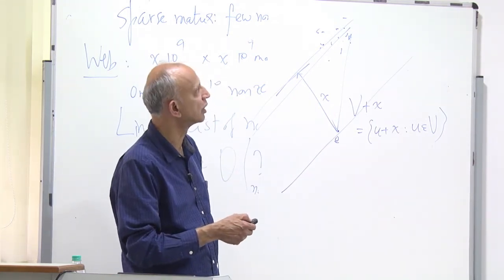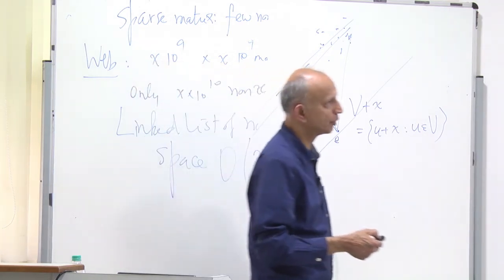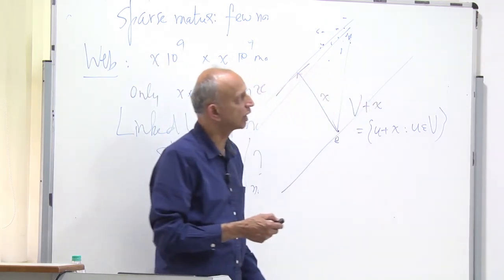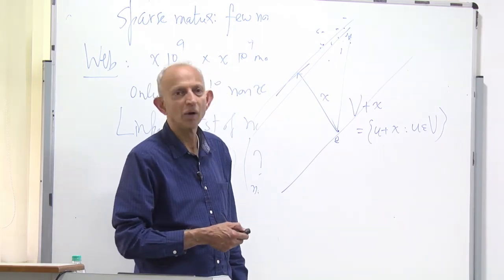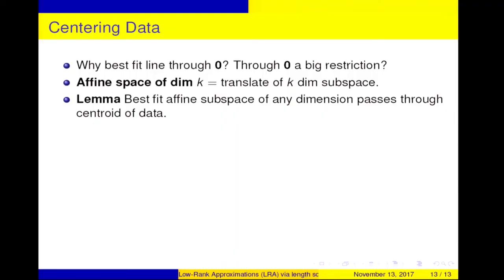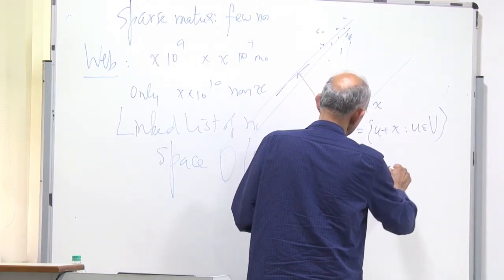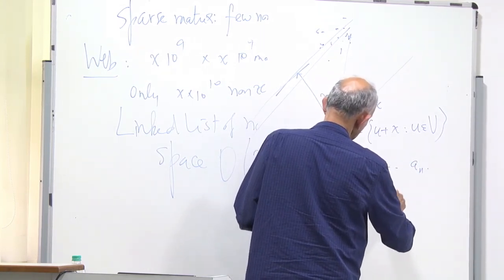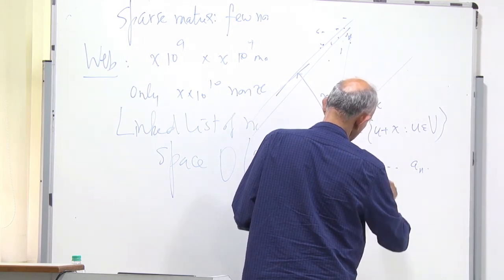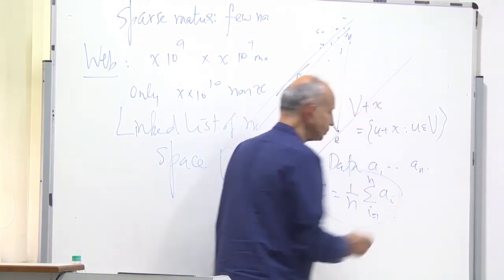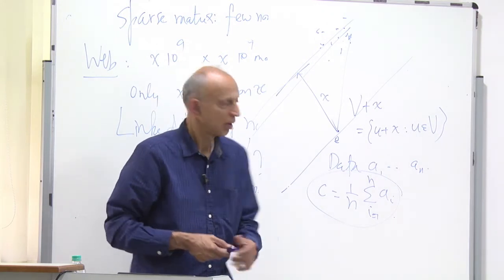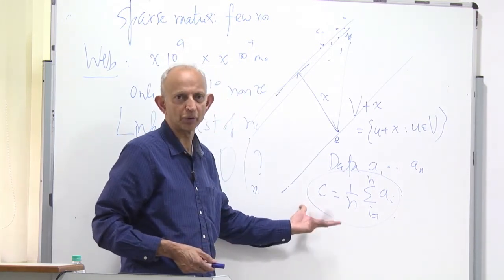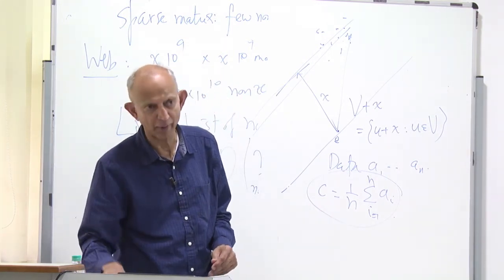That's called an affine space. So the lemma I want to prove, which is fairly simple, is that the best fit k-dimensional affine space of any dimension passes through the centroid of the data. You have data points A1 through AN. The centroid C is just what you think it is. These are vectors. It's just the average, component-wise: add them up as vectors and divide by the total number.